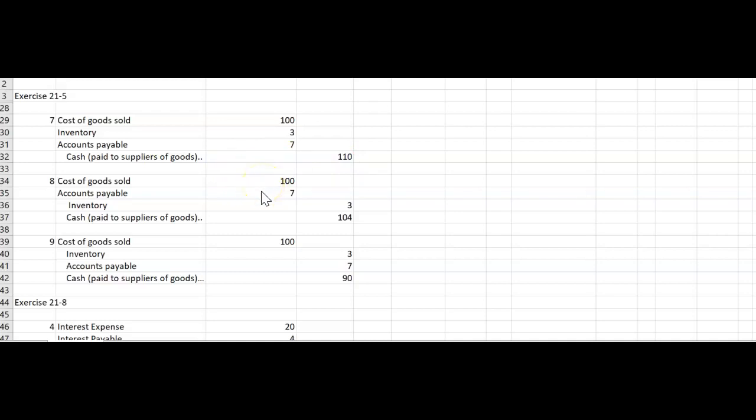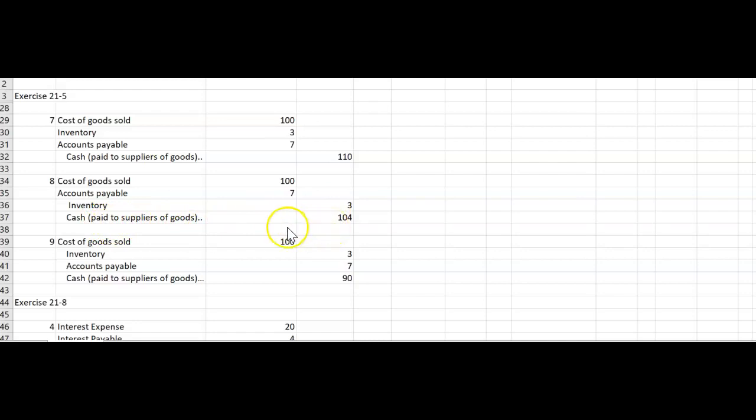In 8, again, we had cost of goods sold at 100. Accounts payable decreased with a debit of 7. The inventory has now decreased, so you would credit inventory 3. So your cash paid to suppliers would be 104 credit.